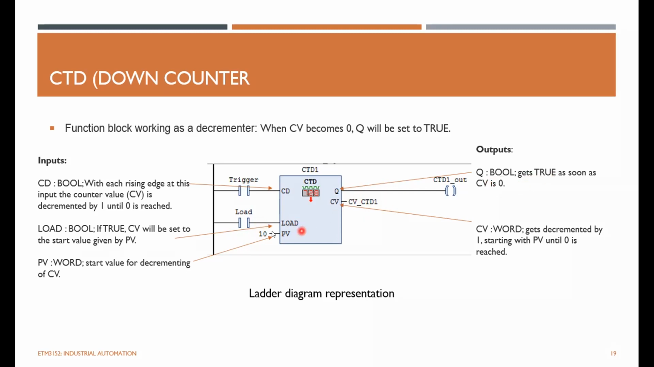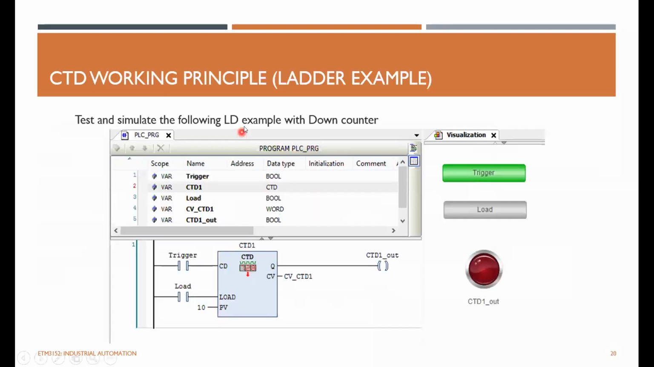So it is decremented back to 0. So once it reaches 0, the output will be high. That's the main thing. So you can just press the trigger, so it is decreasing from the PV value. Make sure you load this preset value to here by the time you start your system or the program. So this is an example of a down counter.